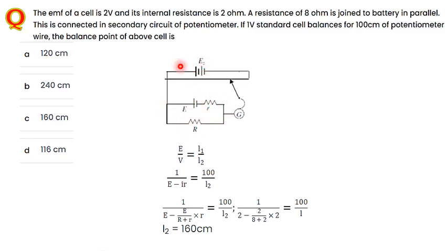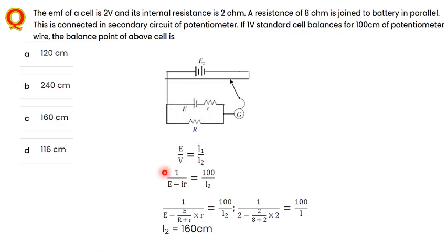If you consider this as a 1 volt battery, it means 100 centimeter. If you connect this to the secondary circuit, what is the balance point of this cell? That's what they are asking here. According to the law of potentiometer, E is proportional to L. So E1 by E2 equals L1 by L2. Here the potential is V. Substituting: if it is 1 volt, L1 is 100 centimeter.